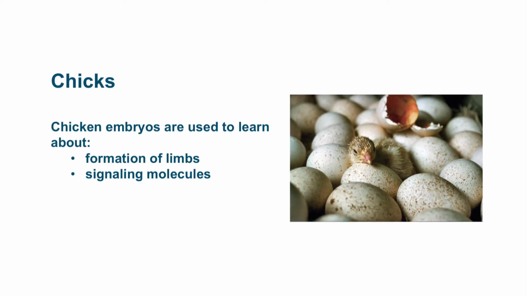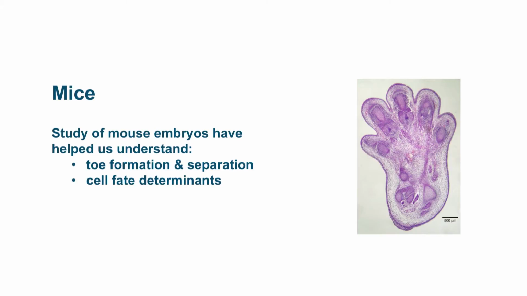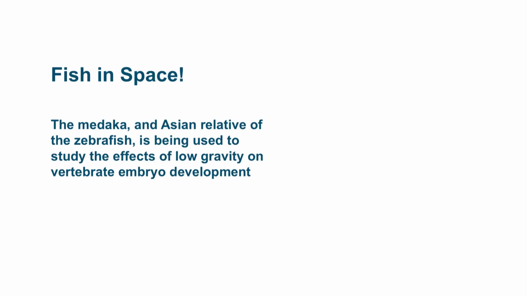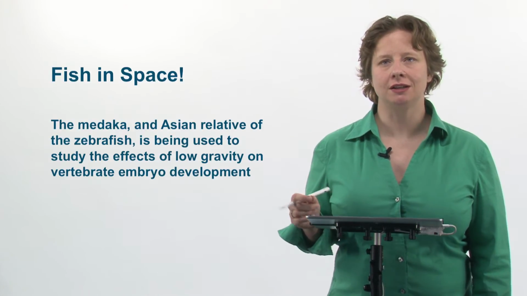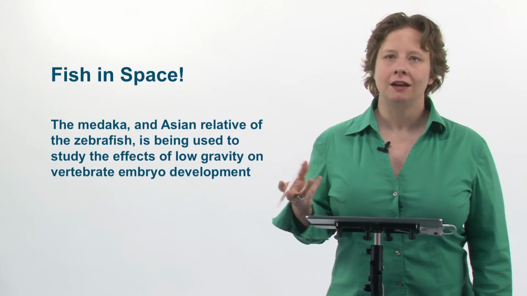Chick embryos have been helpful for us in learning about formation of the limbs and signaling molecules during embryonic development. Mice have lent us their toes to help us figure out how they form and how they're separated, and they help us to understand how cell fate is determined, or in other words, whether one cell is going to end up being part of a toe, or part of a liver cell or part of a brain cell, etc.